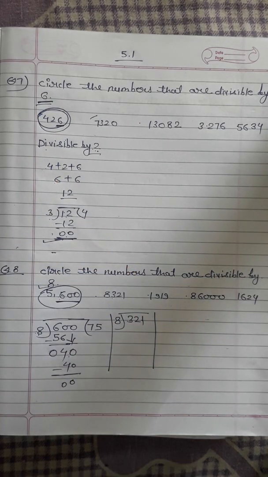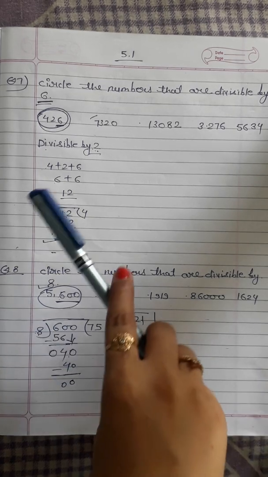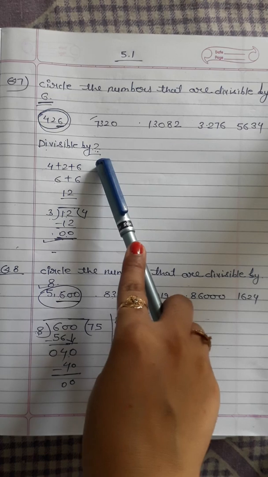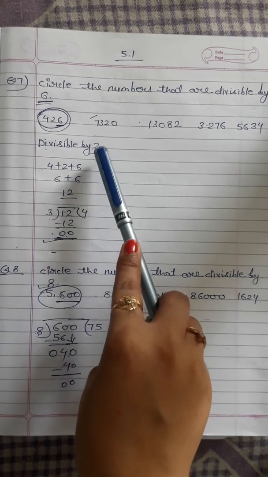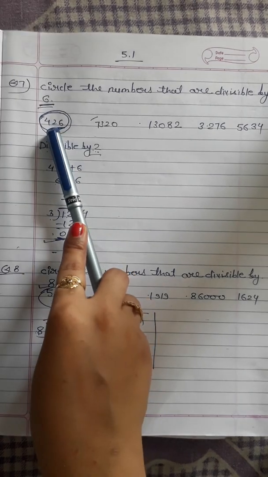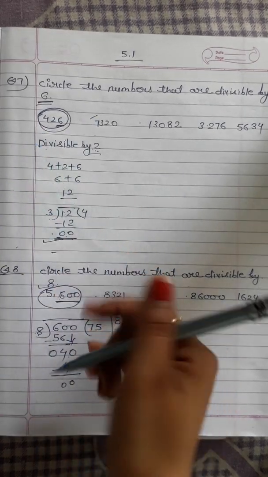The divisibility rule of 6 says a number is divisible by 6 if it is divisible by both 2 and 3. कोई भी नंबर अगर 2 and 3 दोनों से divisible है, that means the number is divisible by 6. Now I will solve it.